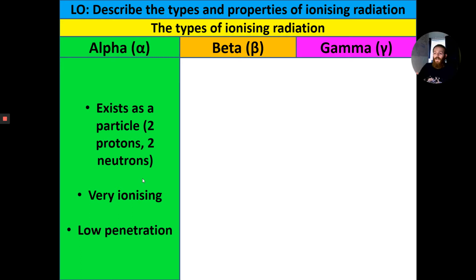So don't worry about what any of that means right now. I'm just telling you that that's some of the facts that you need to know. It's a particle. It exists with 2 protons and 2 neutrons stuck together. So it's 4 subatomic particles that get ejected from the nucleus of an unstable atom, and it is really, really ionizing. So if an atom was to get hit by an alpha particle, really good chance it's going to ionize it. Really good chance. But it's got low penetration.